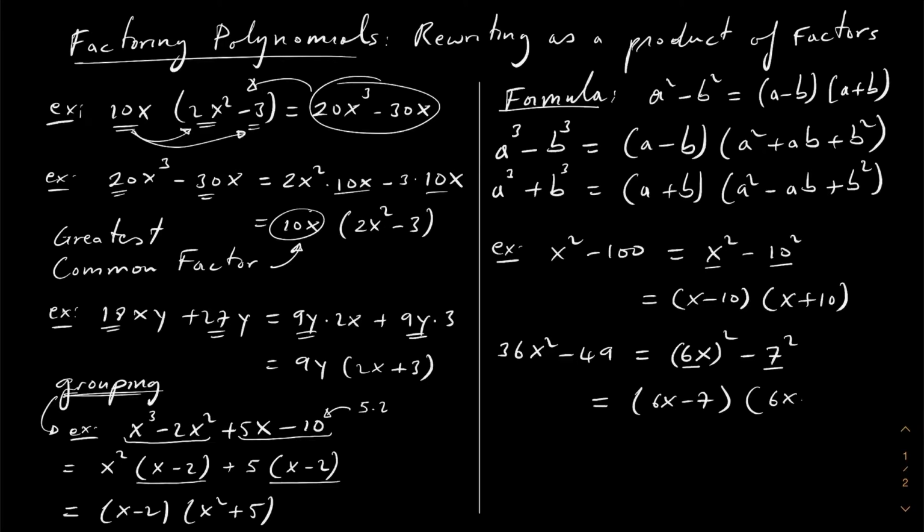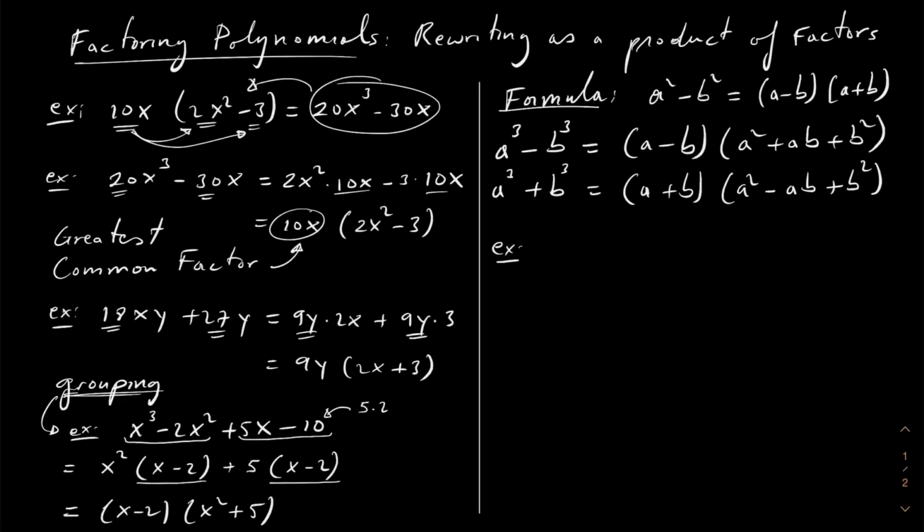Last example here in this category, let's say I give you x to the power 4 minus 16. Again, realizing that this x to the power 4 is the same thing as x squared squared, and the 16 here is the same thing as 4 squared. So this is again a difference of squares, where a is going to be x squared and b is going to be 4. So in this case, you're going to have x squared minus 4 altogether multiplied by x squared plus 4.